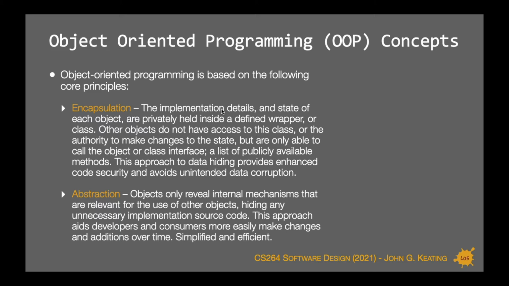So the other key one is abstraction. Abstraction is where objects only reveal the internal mechanisms that are relevant for use of other objects. Okay, it hides all the unnecessary implementation of the source code. It means that developers and consumers can more easily make changes and additions over time. So it's simplified and efficient. Okay, so this is all about constantly abstracting and reusing. Okay? Now we're going to see these again later. And the point of knowing these and understanding these, more importantly, is that you can see why we have design patterns a little bit later. Okay, and that's what's important.